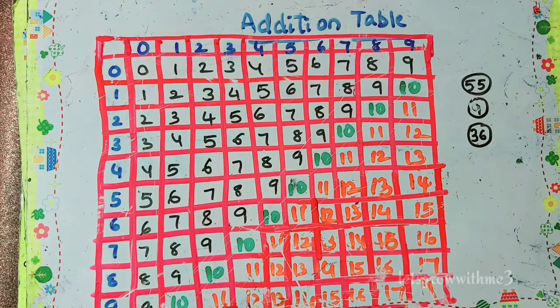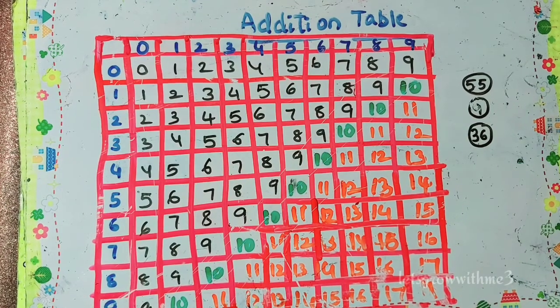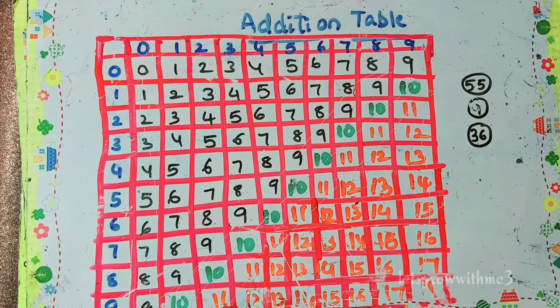So now I will explain one more trick for this combination. When you have two same numbers, it's very easy to remember, right? So for example, 6 plus 6, 7 plus 7, 8 plus 8, 9 plus 9, these values are very easy to remember.